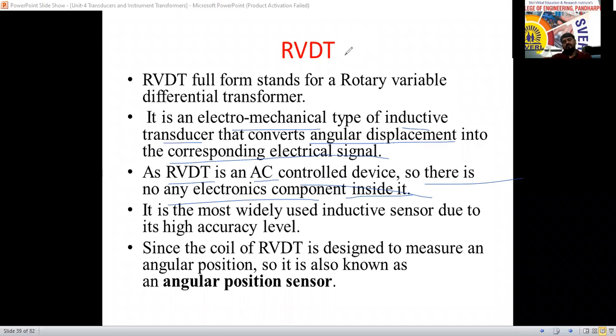Supply cable. Just a minute. Attach charger.